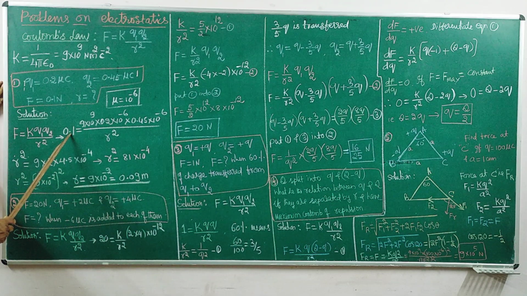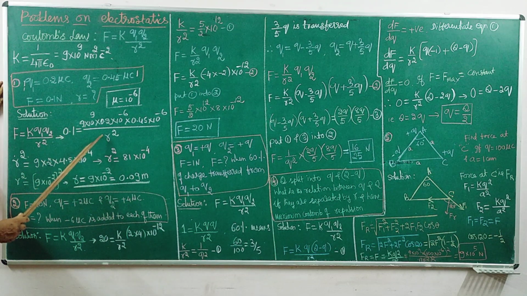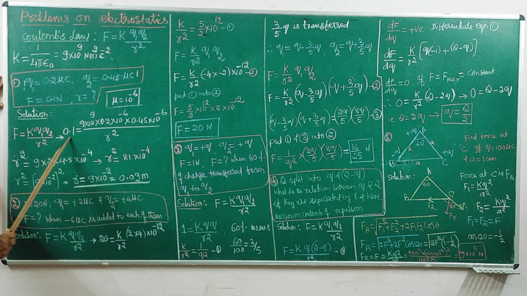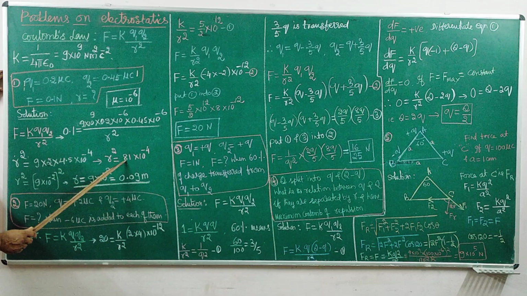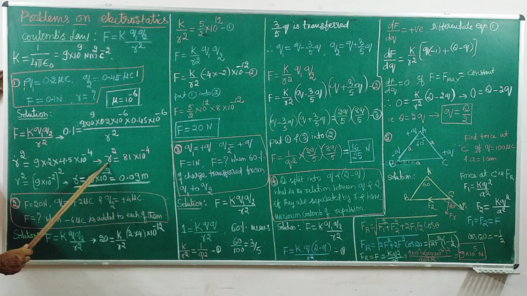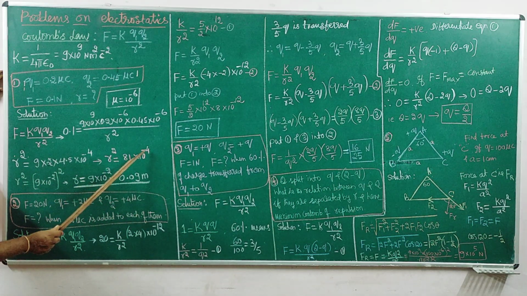With this simplification, R square is equal to, this goes to the denominator, this comes to the left hand side. Simplify, we get 9 into 2 into 4.5 numerical values, and these are exponentials of 10. This is 10 to the power minus 4, of course. With all these exponents, you simplify, you get 10 to the power minus 4. So this value is 81 into 10 to the power minus 4. R square is equal to 81 into 10 to the power minus 4.